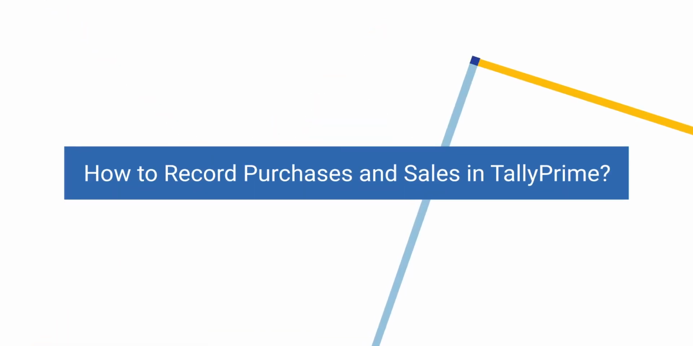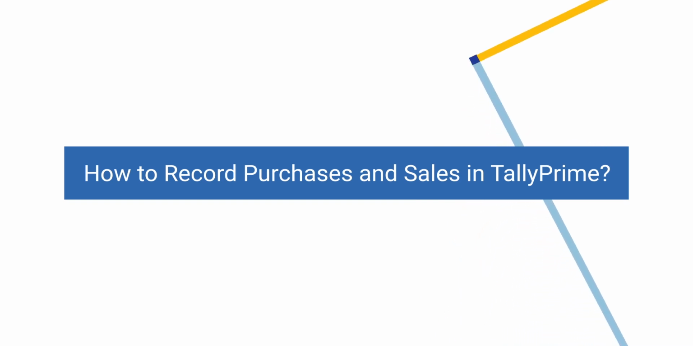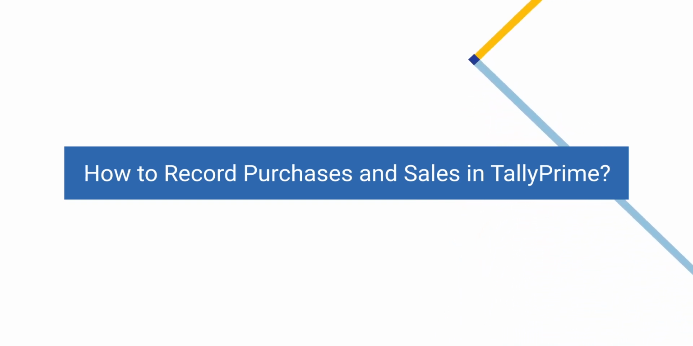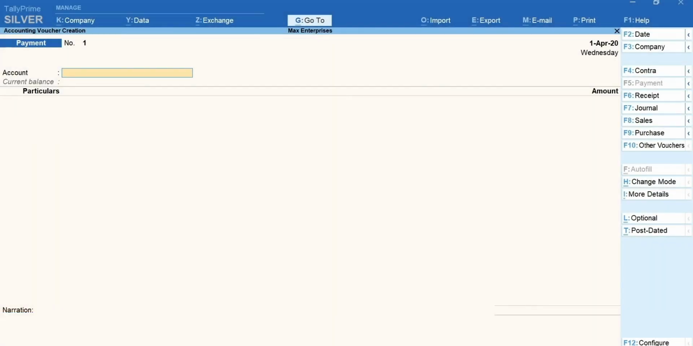In this session, you'll learn how to record purchases and sales in Tally Prime. Let's first record a purchase. Press V for vouchers. Here is a quick tip for you.